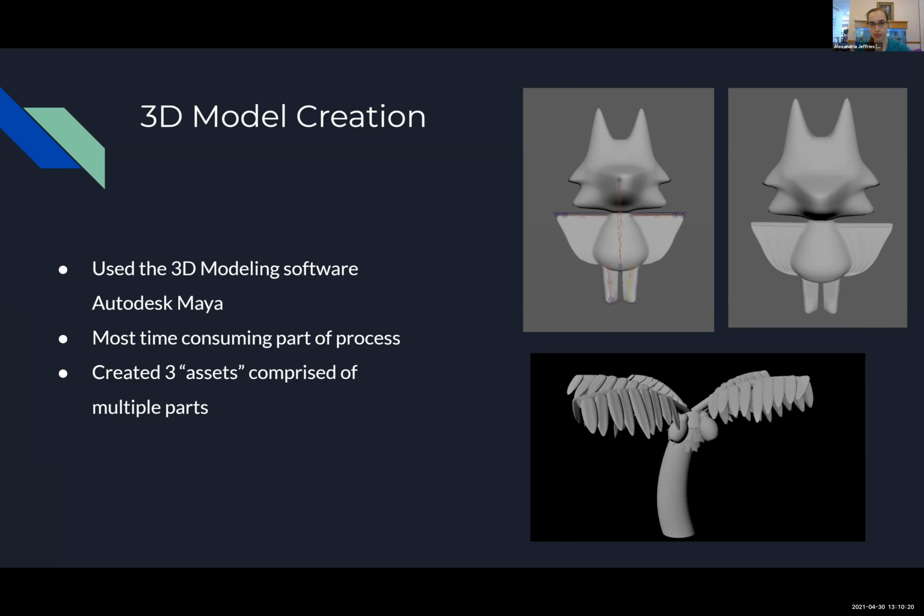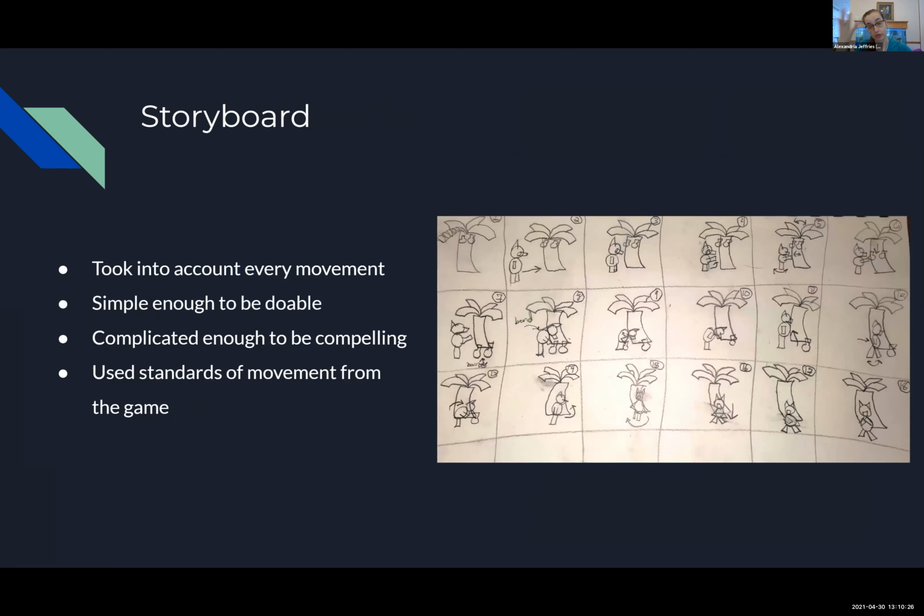So once I was done 3D modeling all of the objects, I went on to the storyboard so that I knew what my animation would be. So the way storyboards work, if you don't know, what they're looking to do is take into account all of the movements that will be present in the animation.